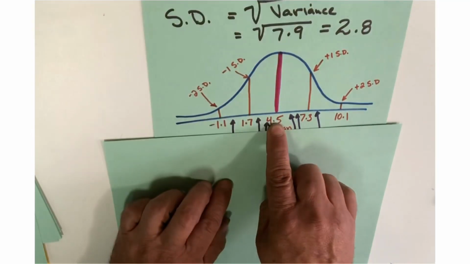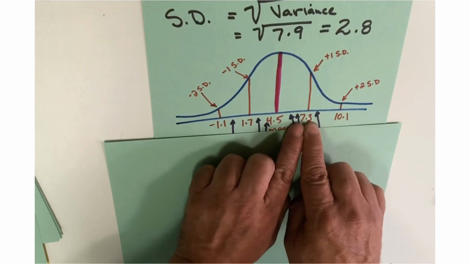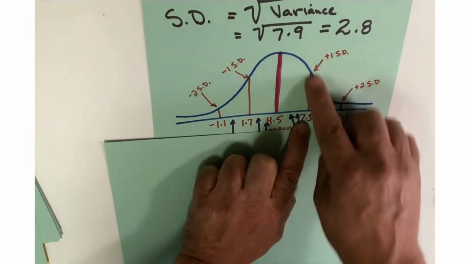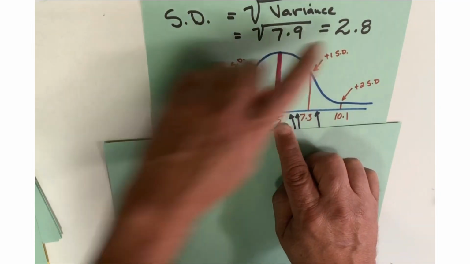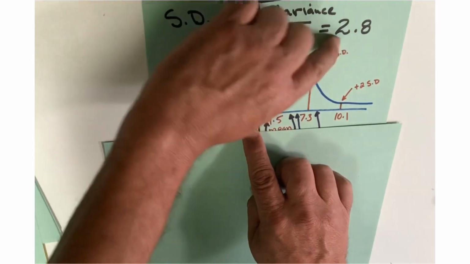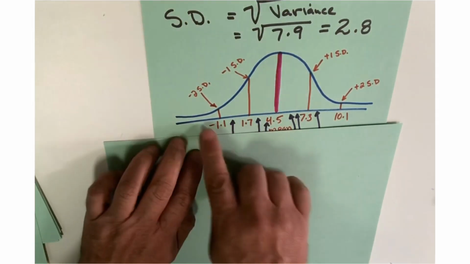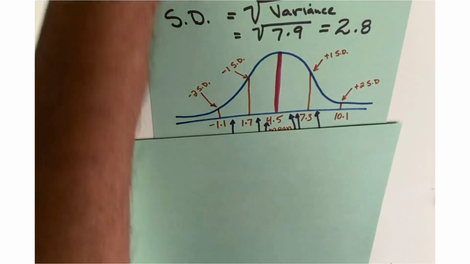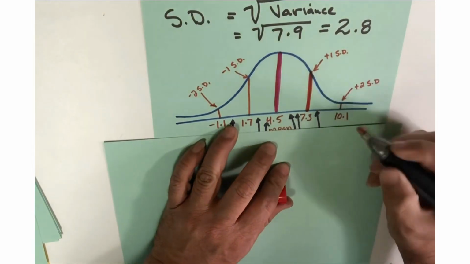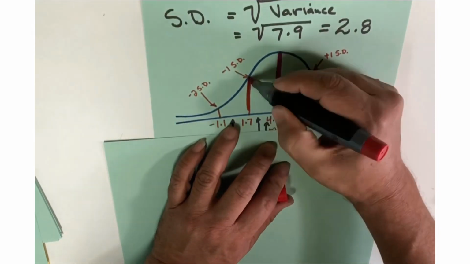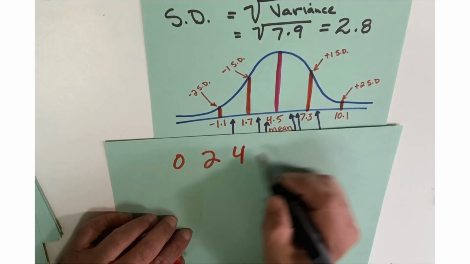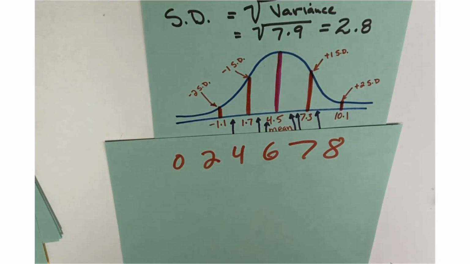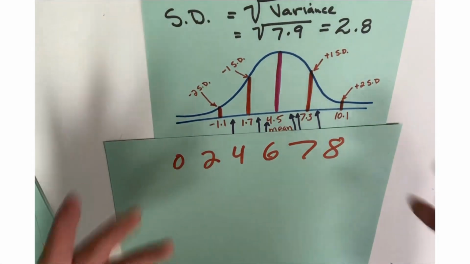When you add 2.8, you get 7.3. When you add another 2.8, you get 10.1. That's one standard deviation, 2 standard deviations. Now I'm going to subtract. 4.5 take away 2.8 is 1.7. 1.7 take away 2.8 is negative 1.1. So these are your standard deviation lines. Once again, this line here is one standard deviation. This is 2 standard deviations. One standard deviation to the left, 2 standard deviations to the left. The question was, from these 6 numbers, 0, 2, 4, 6, 7, and 8, how many are 2 standard deviations away?